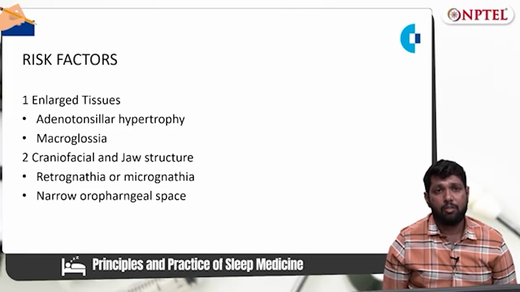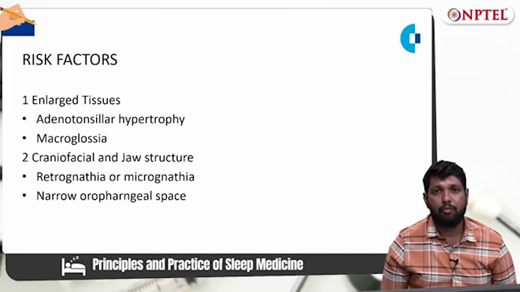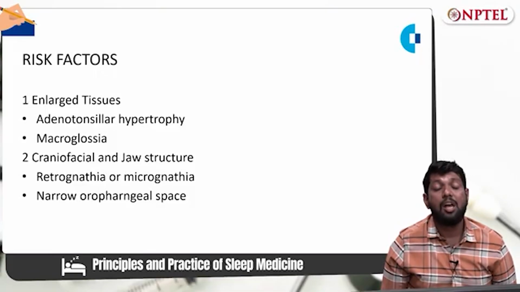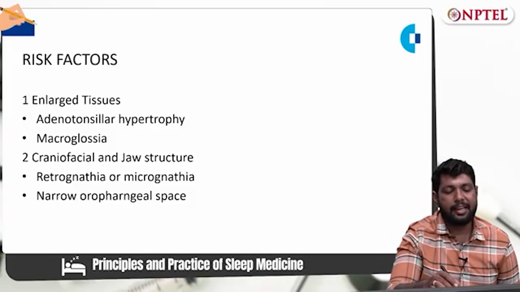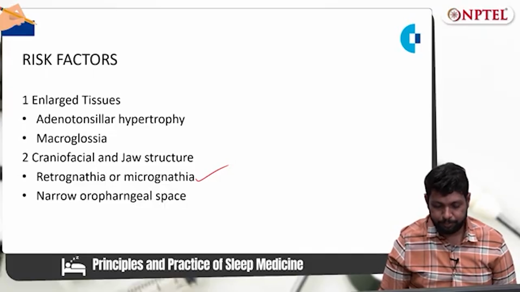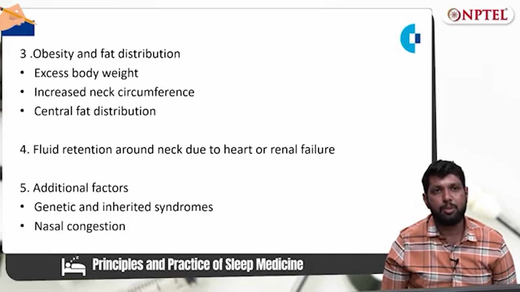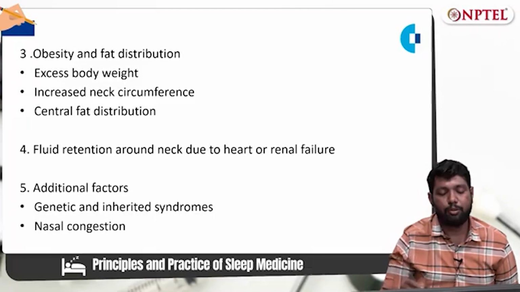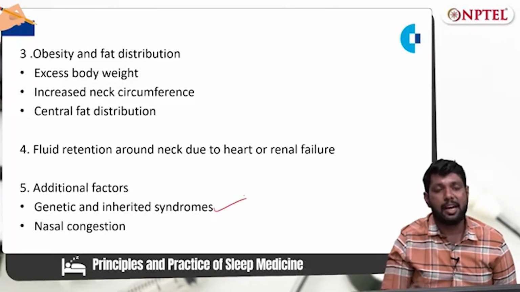So what are the risk factors for getting OSA? The first one is enlarged tissues, that is adenotonsillar hypertrophy and macroglossia. Craniofacial and jaw structures like retrognathia or micrognathia and narrow oropharyngeal spaces. Obesity and fat distribution like excessive body weight, increased neck circumference and central fat distribution, and fluid retention around the neck, which may be due to heart or renal failure, and additional factors include genetic and inherited syndromes and nasal congestion.